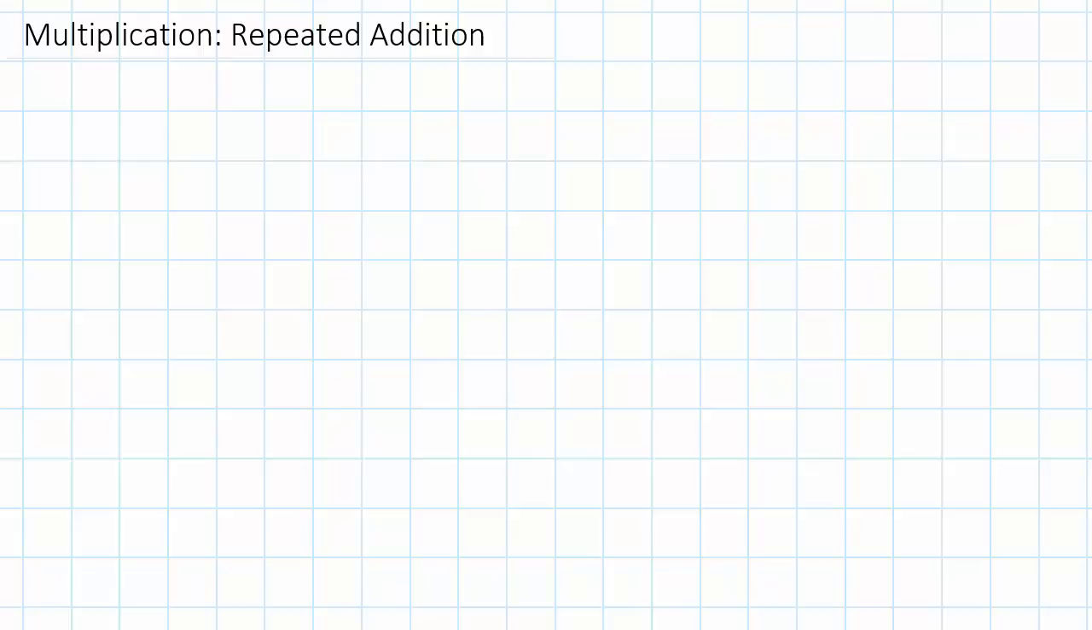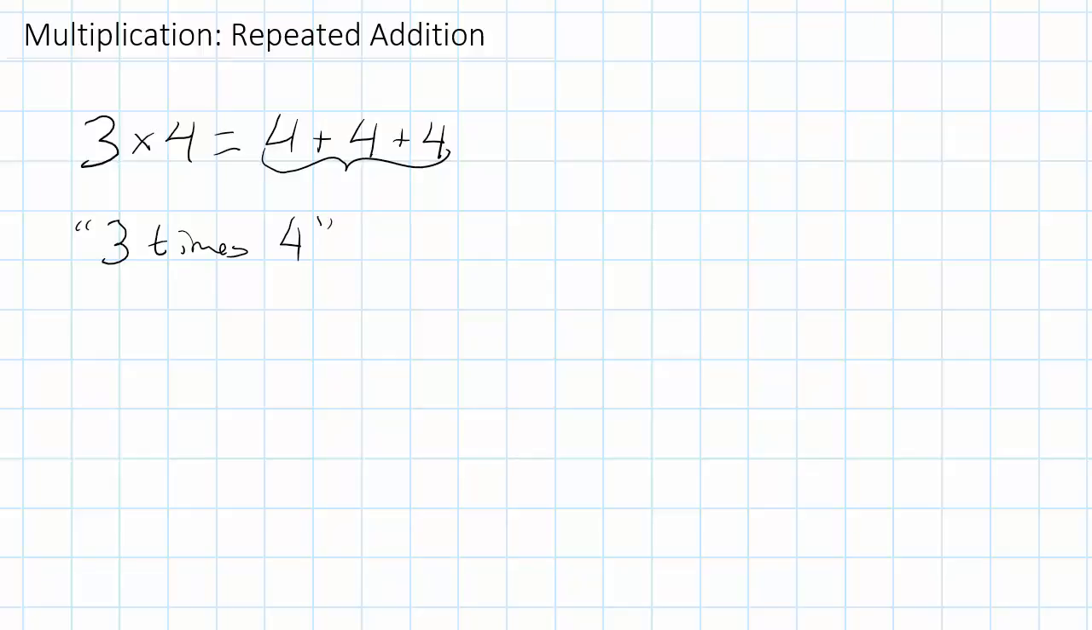So if I want to think about three times 4, I can think of that as repeatedly adding 4 to itself 3 times. So I have 4 plus 4 plus 4. This thing that I read as 3 times 4, it really is the number 4 added to itself 3 times. And of course, we know that this is 12.